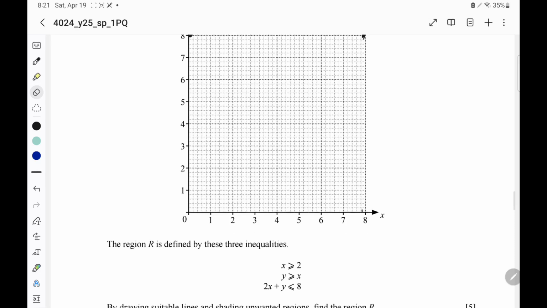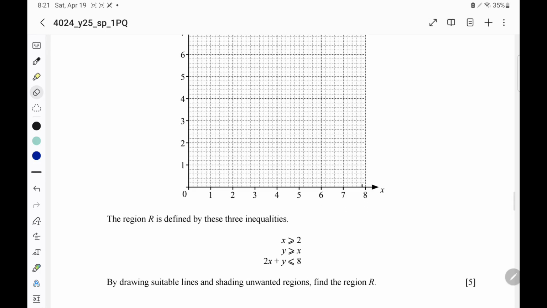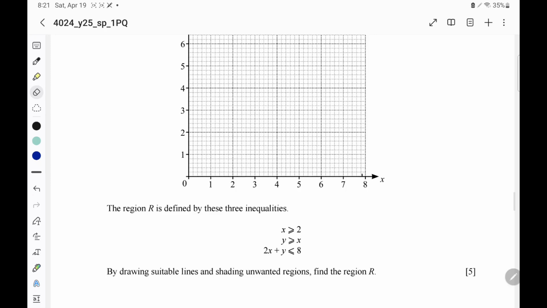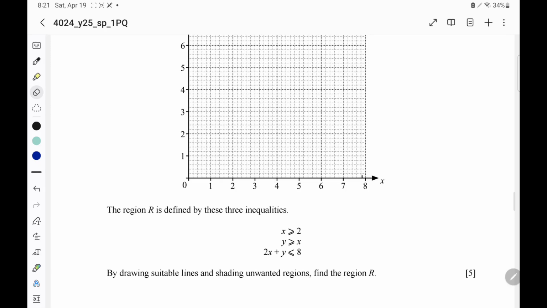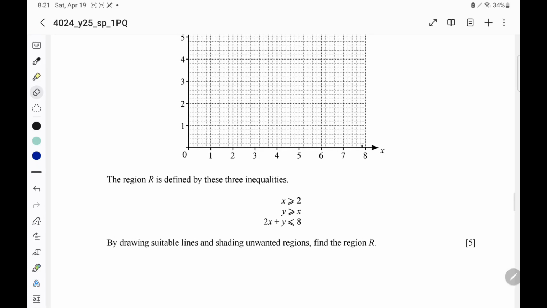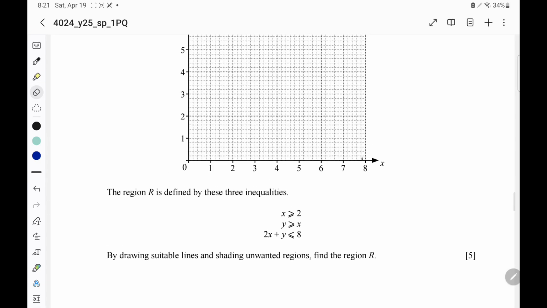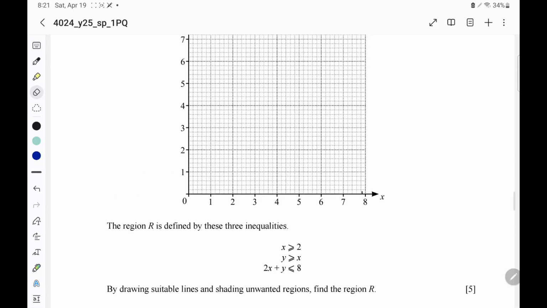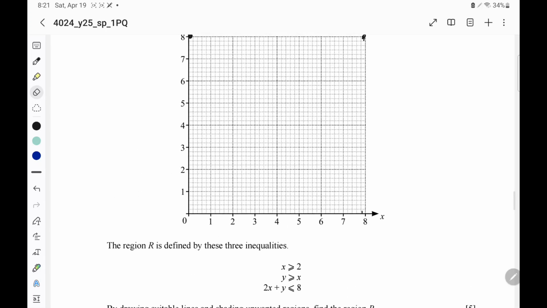Graphs of linear inequalities. The region R is defined by the three inequalities: x is greater than or equal to 2, y is greater than or equal to x, 2x plus y is less than or equal to 8. Draw suitable lines, shading the unwanted region. Find the region R. This is a 5 marks question. All three lines we'll have to draw. x is greater than or equal to 2. x equals 2, I'm drawing the line, take your ruler. The unwanted region is where x is less, so I am shading that side.